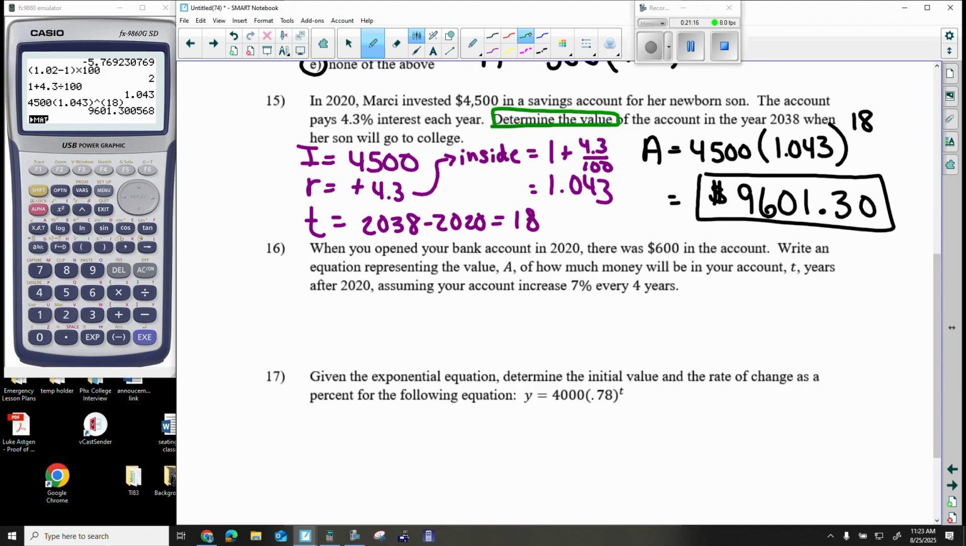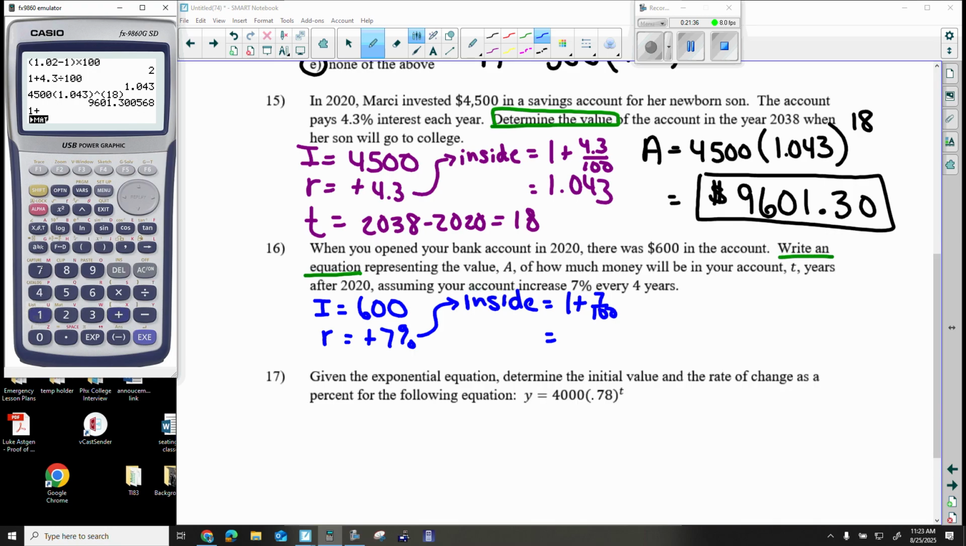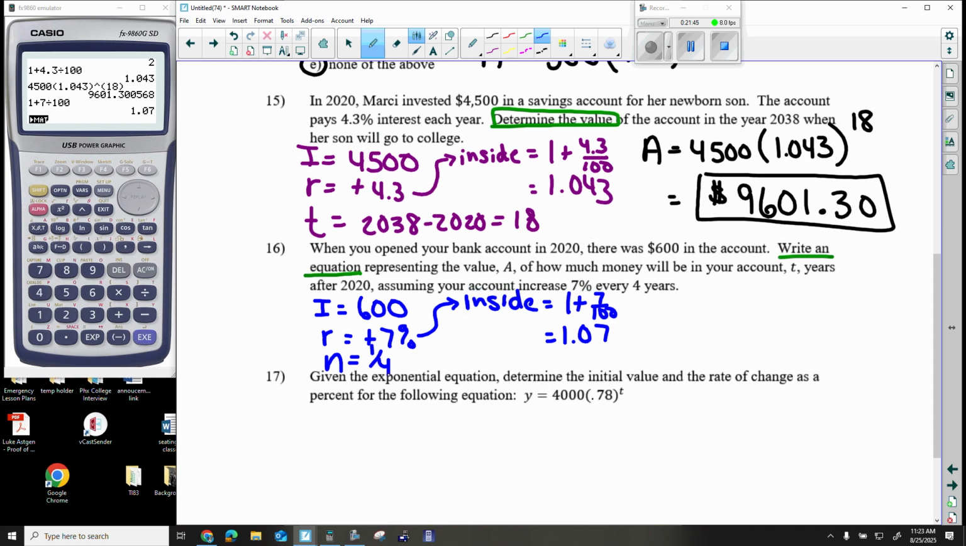Yeah, this one asks us to write an equation. Cool, let's do that. So this needs an I. It gives us a rate of an increase of 7%. This is occurring every 4 years, so that's a fraction. So A, I, 1.07, N, T. Again, don't forget the letter A, don't forget the letter T.